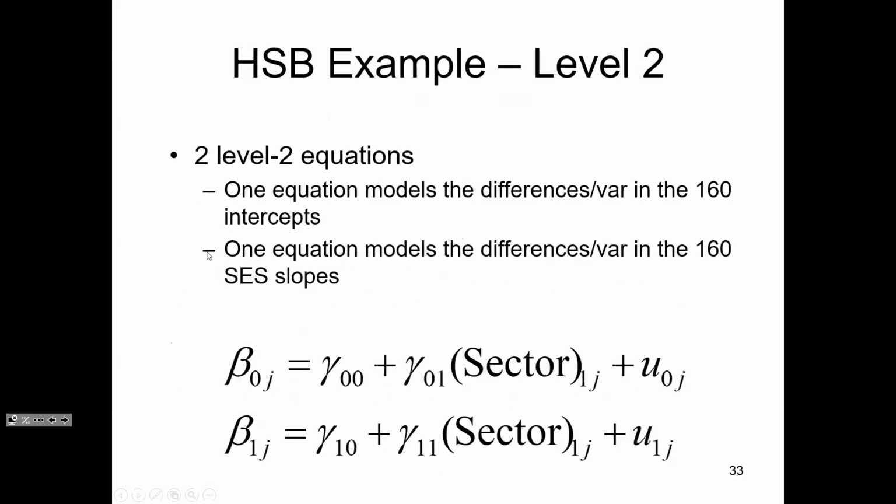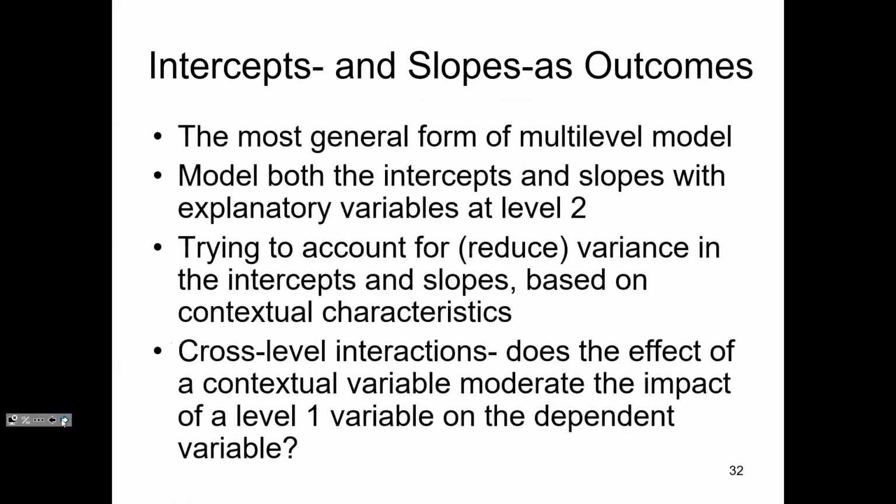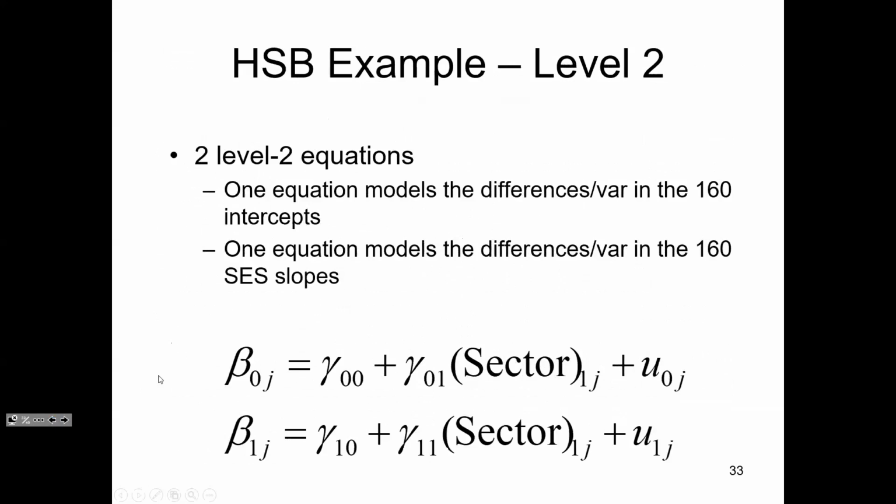Okay, so now let's talk about one model that we didn't really get a chance to talk about yesterday. And I will go through this again next week as well. But now imagine we have a random coefficients model. We are allowing SES to randomly vary across schools, and we're allowing the intercept to randomly vary across schools.